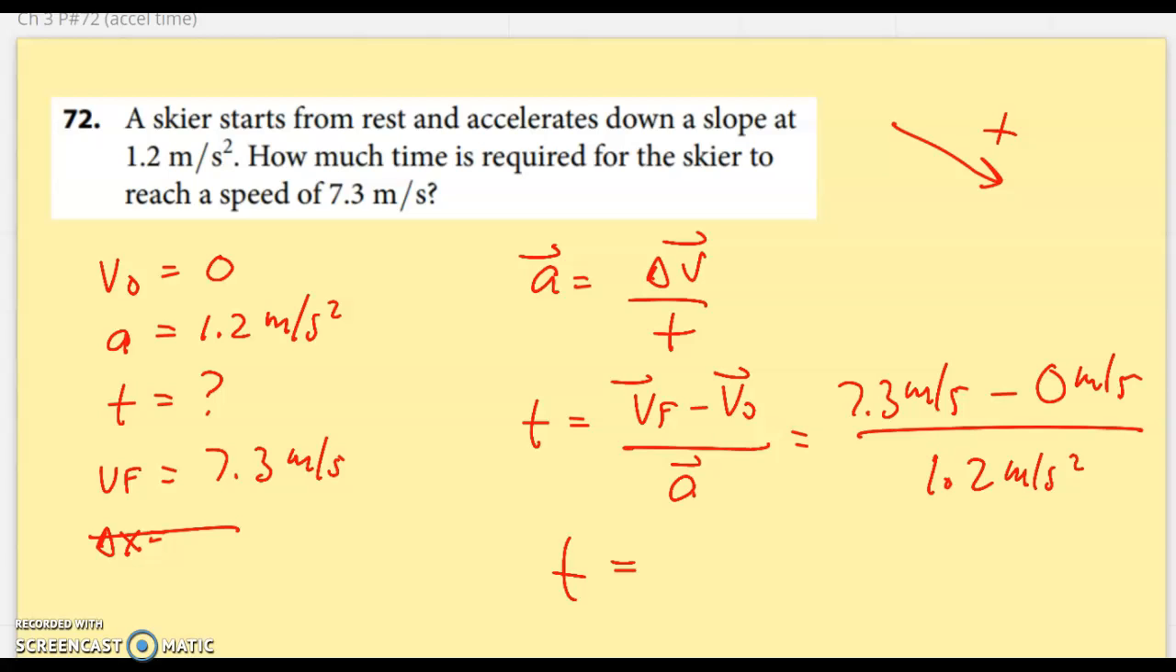7.3 divided by 1.2 is like 6-ish. 7.3 divided by 1.2 is 6.08, lots of 3s. And that's going to be in seconds: meters per second times the reciprocal, seconds per meter, cancel like that. Just give you seconds. Only 2 of those digits are significant, so let's round this to 6.1 seconds.